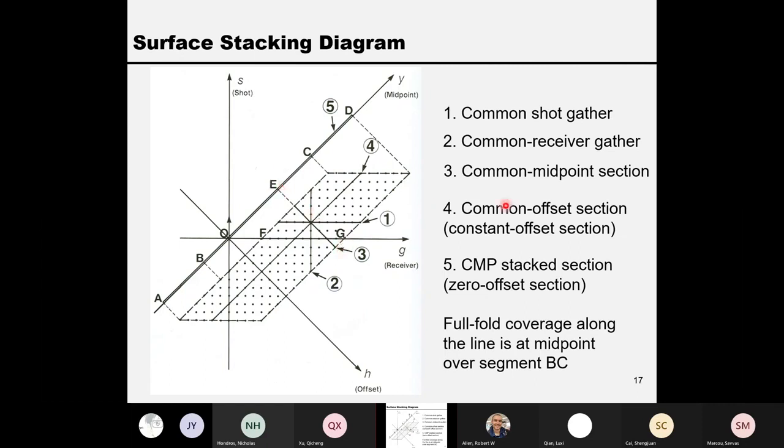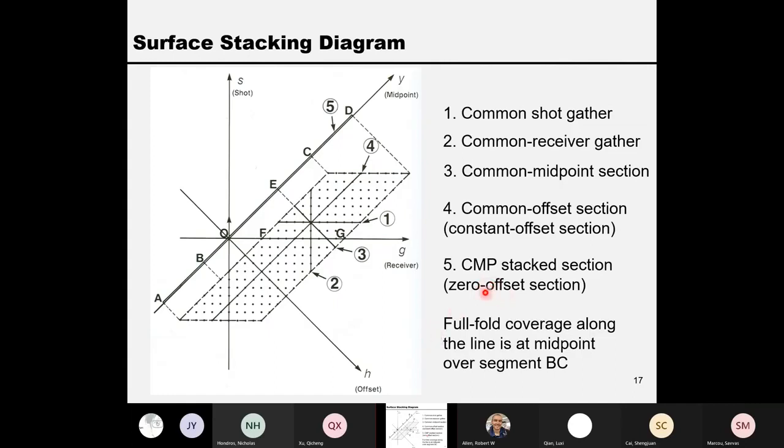Number four is a common offset section, or actually the constant offset section, which is this line. Constant offset means from here to here, the source receiver distance, source receiver distance, source receiver distance are all constant, right? That means you came from the same geophone position, source leader and a stream of geophones, or source leader and a stream of hydrophones, right? All the traces from the same hydrophone make a constant offset section. What we try to do is stack.